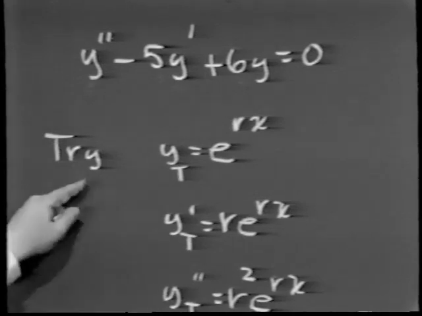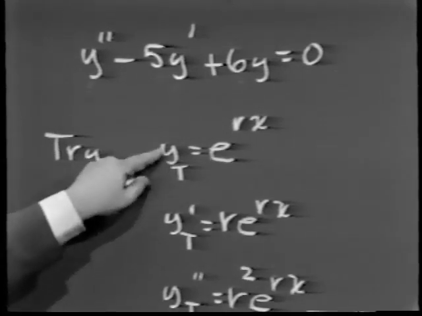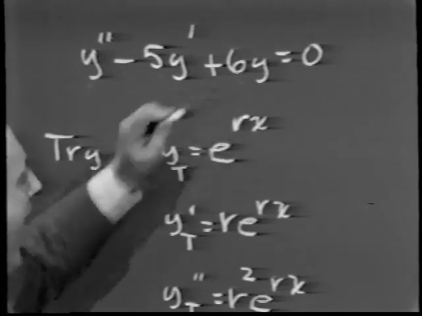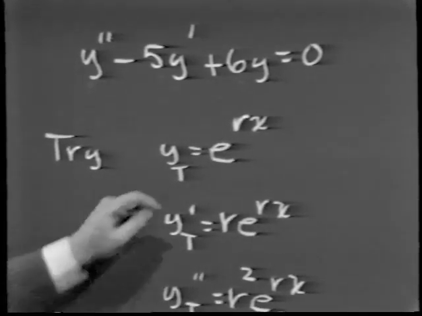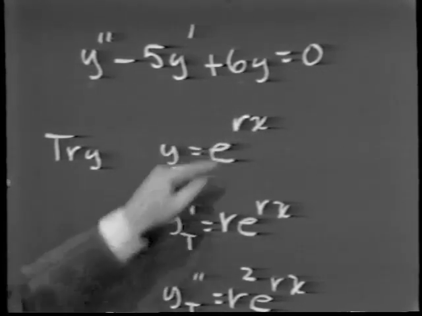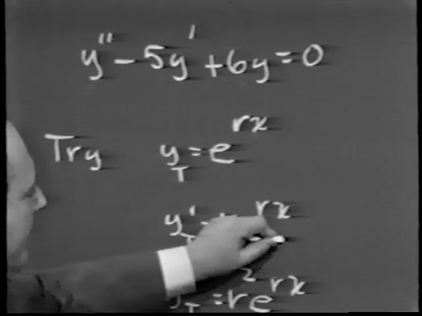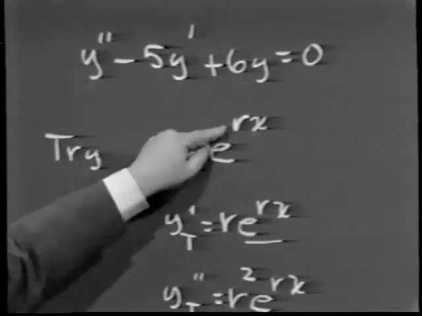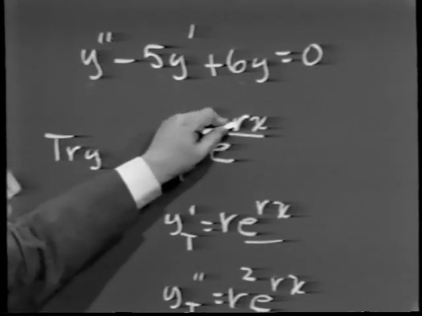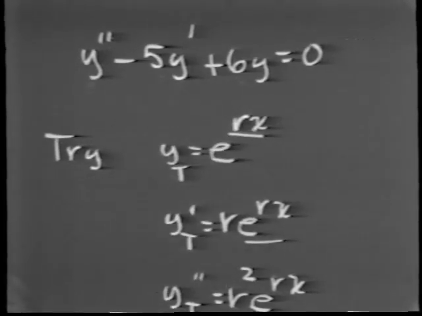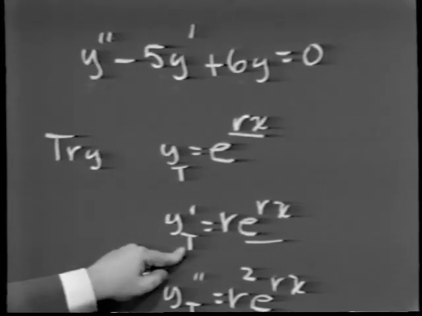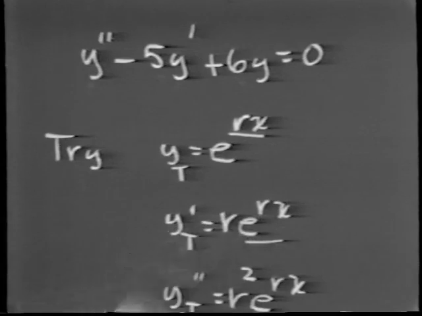And the idea hinges on this. As a trial solution, which I'll call y sub t, let's try e to the rx, where r happens to be a constant. The whole idea is, if I differentiate e to the rx with respect to x, I get e to the rx back again, only with a factor of r, namely the derivative of my exponent in this case. See, r is a constant. The derivative of rx with respect to x is just r.